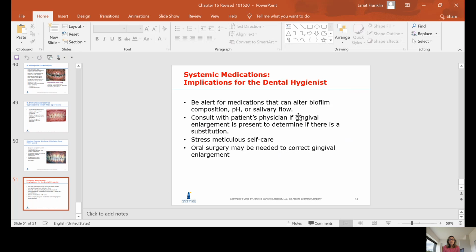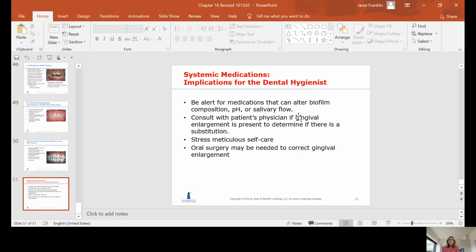Implications you need to know: be alert for medications that can alter biofilm composition. When you're doing your medical history and you're looking at the medications the patient takes, after you've had pharmacology, you should have a good idea of which ones are calcium channel blockers. And so when you see the health history, before your patients even open their mouth, you should have this red flag in your mind to be looking for thicker gingival tissue, just in case.